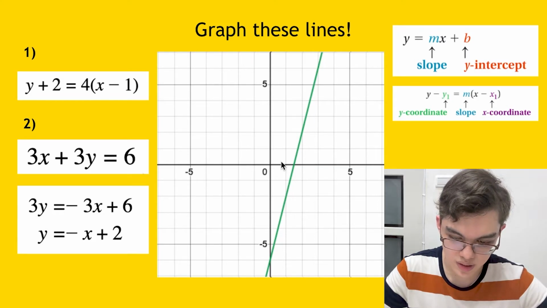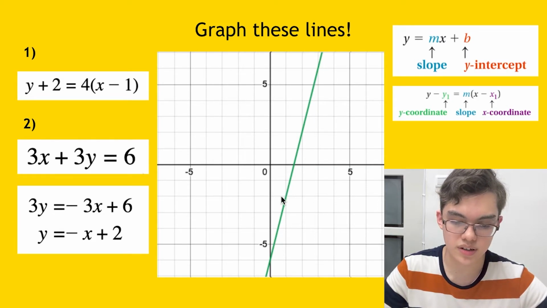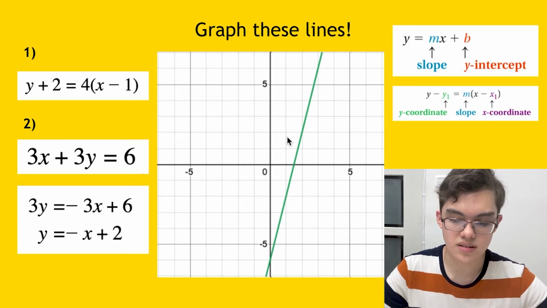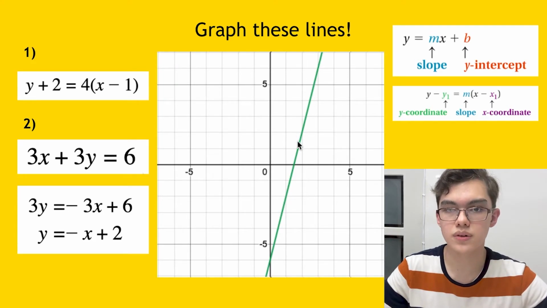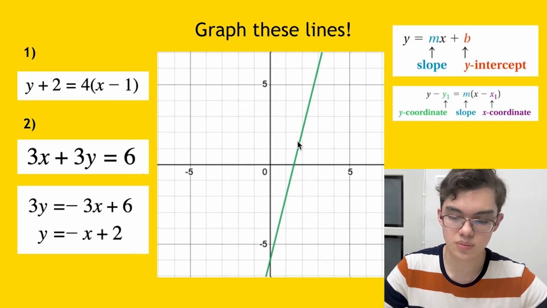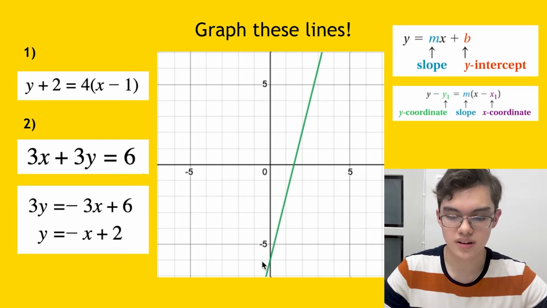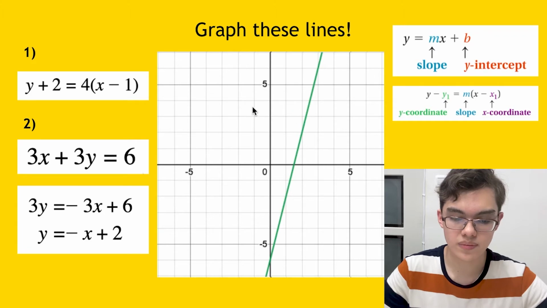So if we find 1, negative 2 right here, this is going to be our first point. And since the slope is 4, our rise over our run, which is 1, so 4 over 1 is going to be 4. That's our slope. So we go up 4 and over 1. And so we have 2 points, we can graph a line.